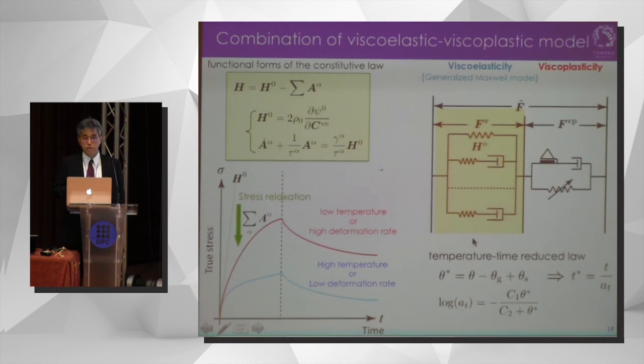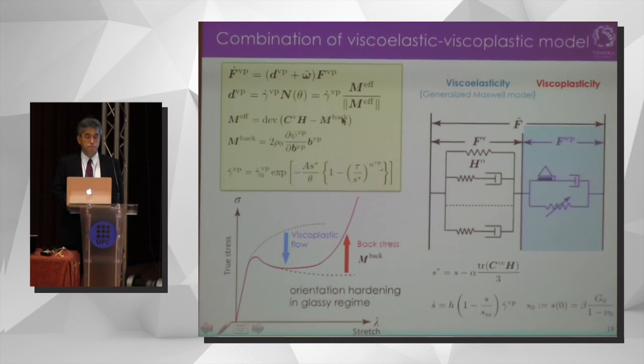When we use the classical generalized Maxwell model, we would have the functional form of the constitutive law like this. With this model, we can characterize the typical viscoelastic response, that is, the dependency on temperature and also the deformation rate. For the viscoplastic part of the model, we may be able to use this set of governing equations. Here we have the back stress to realize this kind of orientation hardening in the glassy regime.